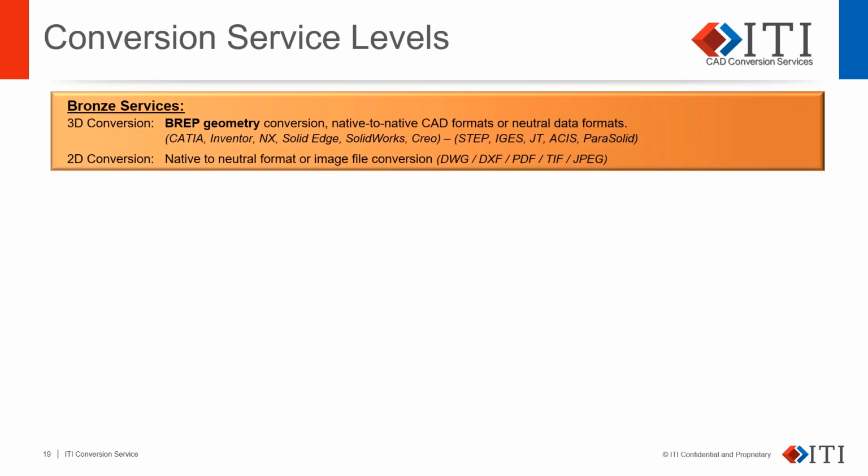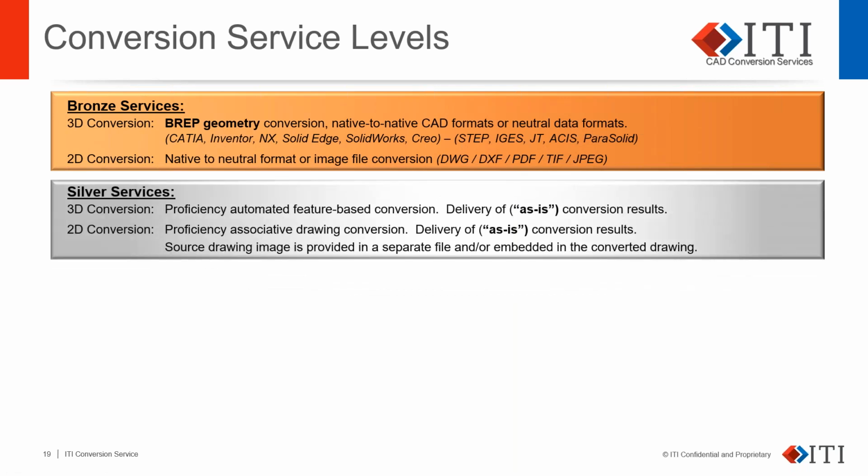So now I'd like to talk about the different service levels that we offer from ITI. So these range from bronze to platinum. Bronze service, this is, as I mentioned before, the BREP conversion. So you're just looking to move from one CAD format to the other, and you're not interested in keeping any of your parametric data. We can run this very, very quickly and easily for you, and we do have some customers that want that.